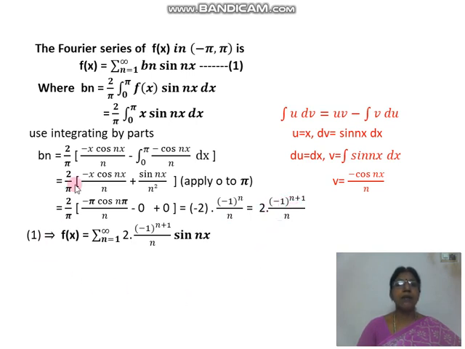Now substitute in 1, this summation or this series. Now 1 implies, and we get only bn, we need bn only. For the odd function we get only the sine series, that means we need only bn. Now 1 implies f of x is equal to sigma n is equal to 1 to infinity. In place of bn you put this value, that is 2 into minus 1 whole power n plus 1 by n into sin nx, which is the required series.